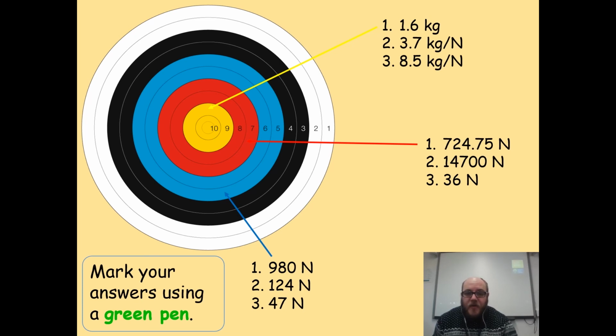The red questions were all about calculating weight. So the first one, question 1, 724.75 newtons. Question 2, 14,700 newtons. Sorry, I can't read numbers today. And question 3, 36 newtons. Those of you doing the blue questions, question 1, 980 newtons. Question 2, 124 newtons. And question 3, 47 newtons.